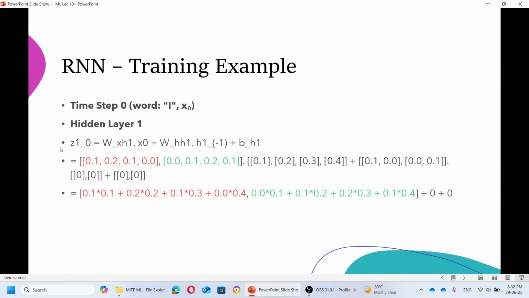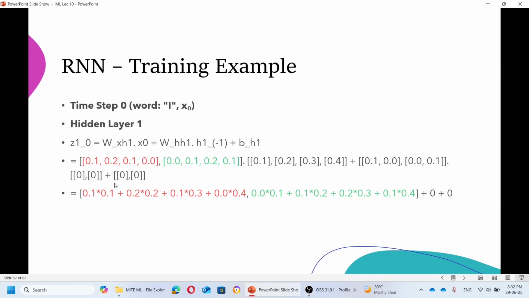So z1 0 means this is for the first layer and time step 0. It is wxh1 times x0 plus whh1 times h1 minus 1. We get minus 1 because 0 minus 1 is equal to minus 1. The process is very much the same. In the first layer, in the first time step, we use all the weights. This is the embedding value of I, and this is the weight of hh, but we multiply it by 0.